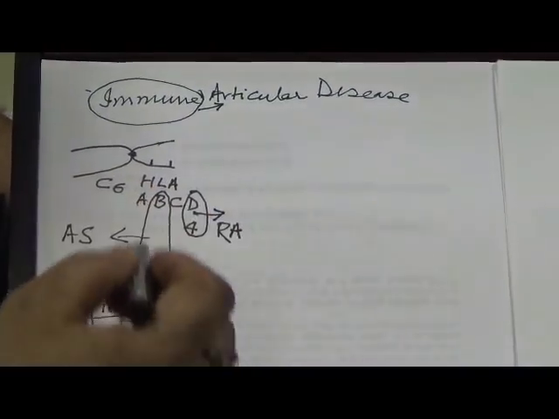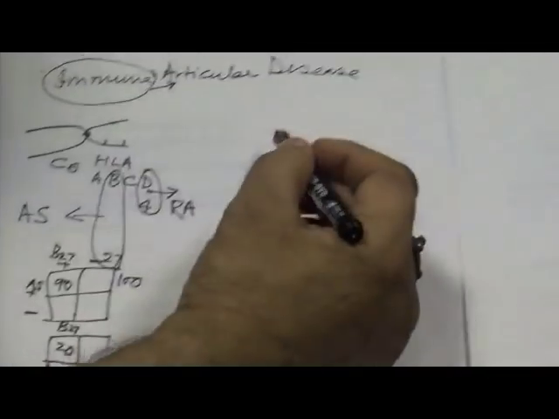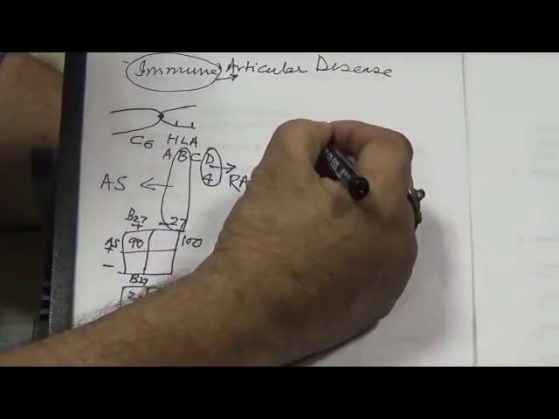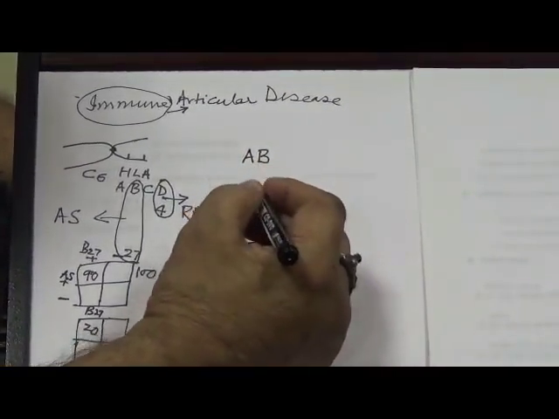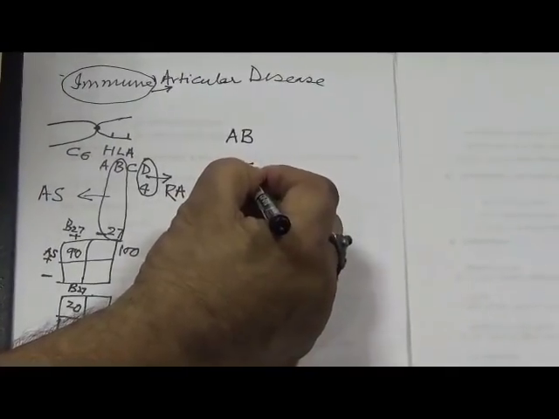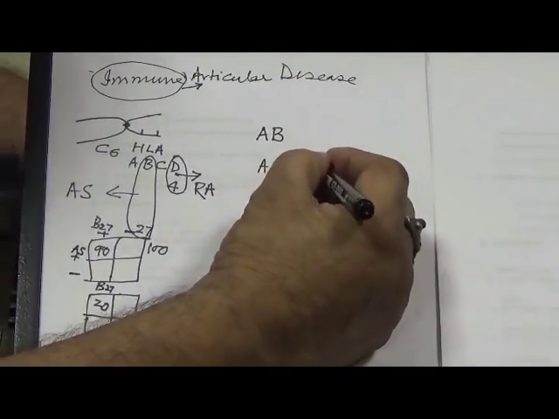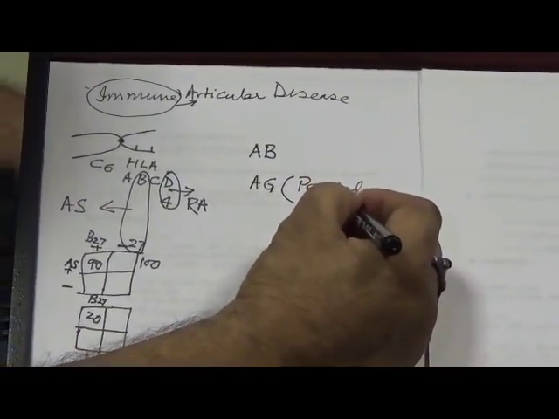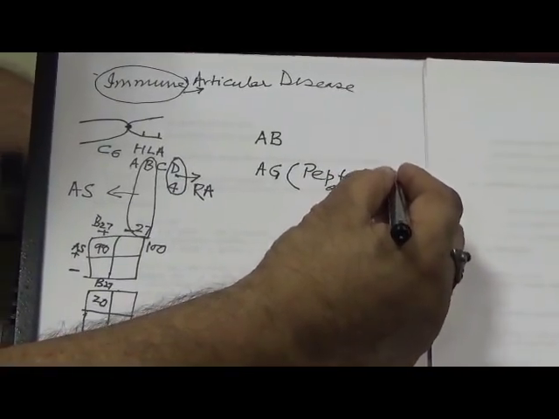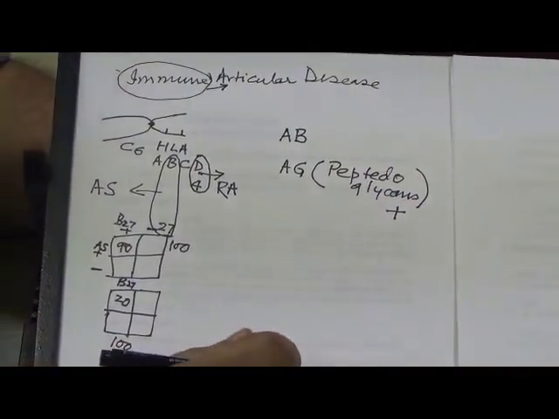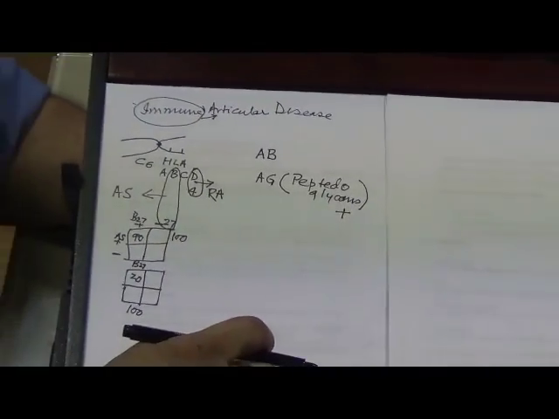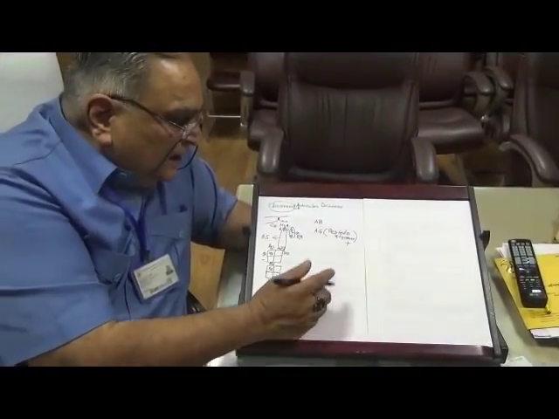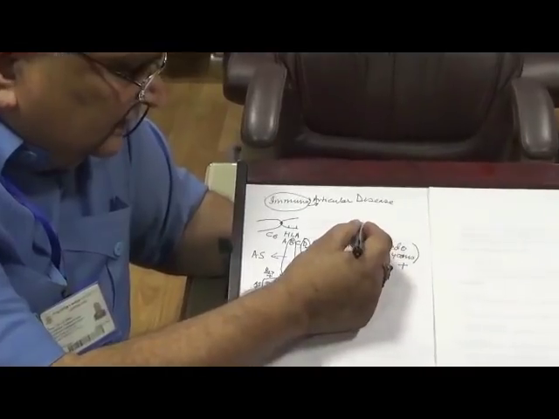In individuals that are genetically susceptible to rheumatoid arthritis, the immune system produces an antibody which combines with an antigen. This antigen is suspected to be peptidoglycans and is present in peptidoglycan positive organisms like Yersinia enterocolitica or Klebsiella or amoeba, and they form a complex, an antigen-antibody complex.